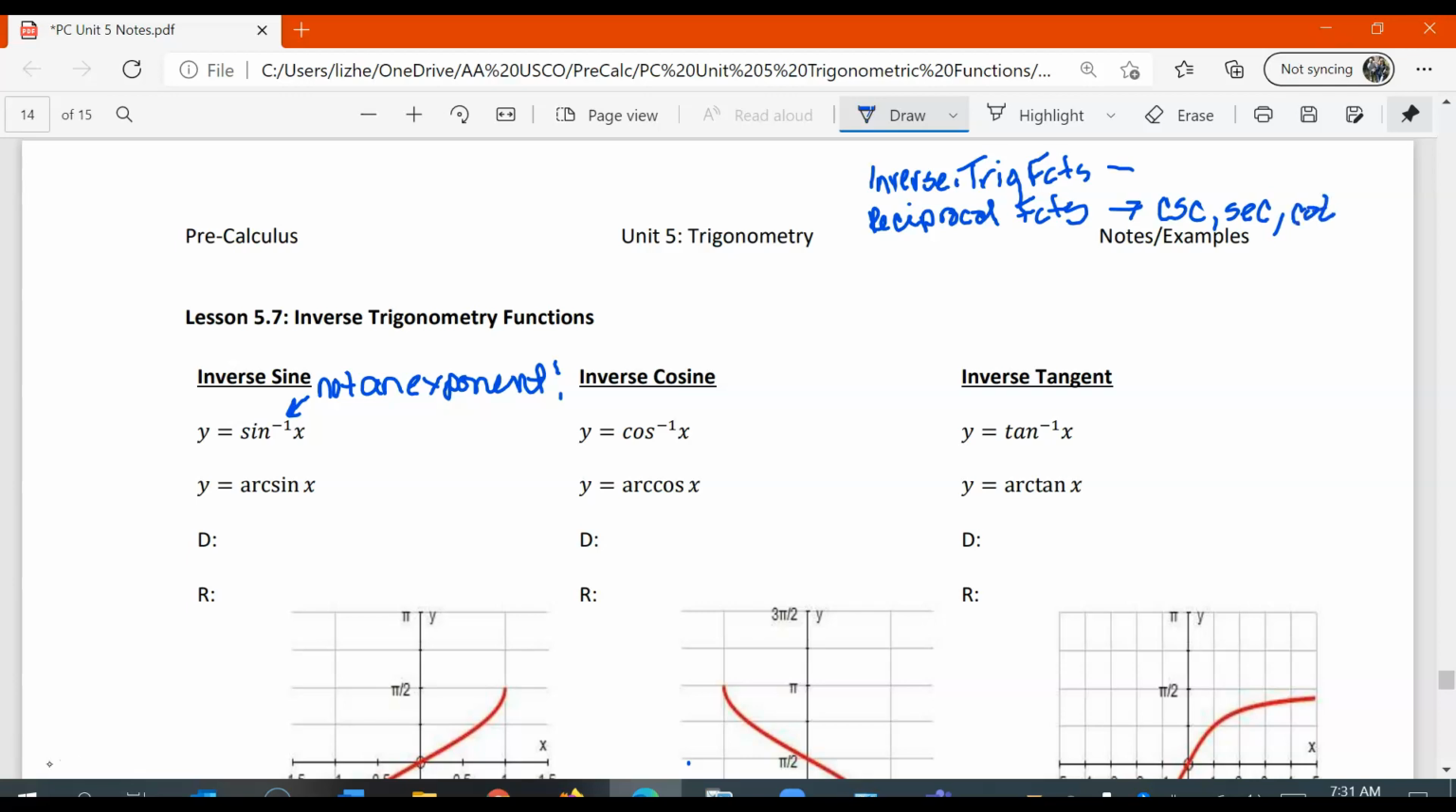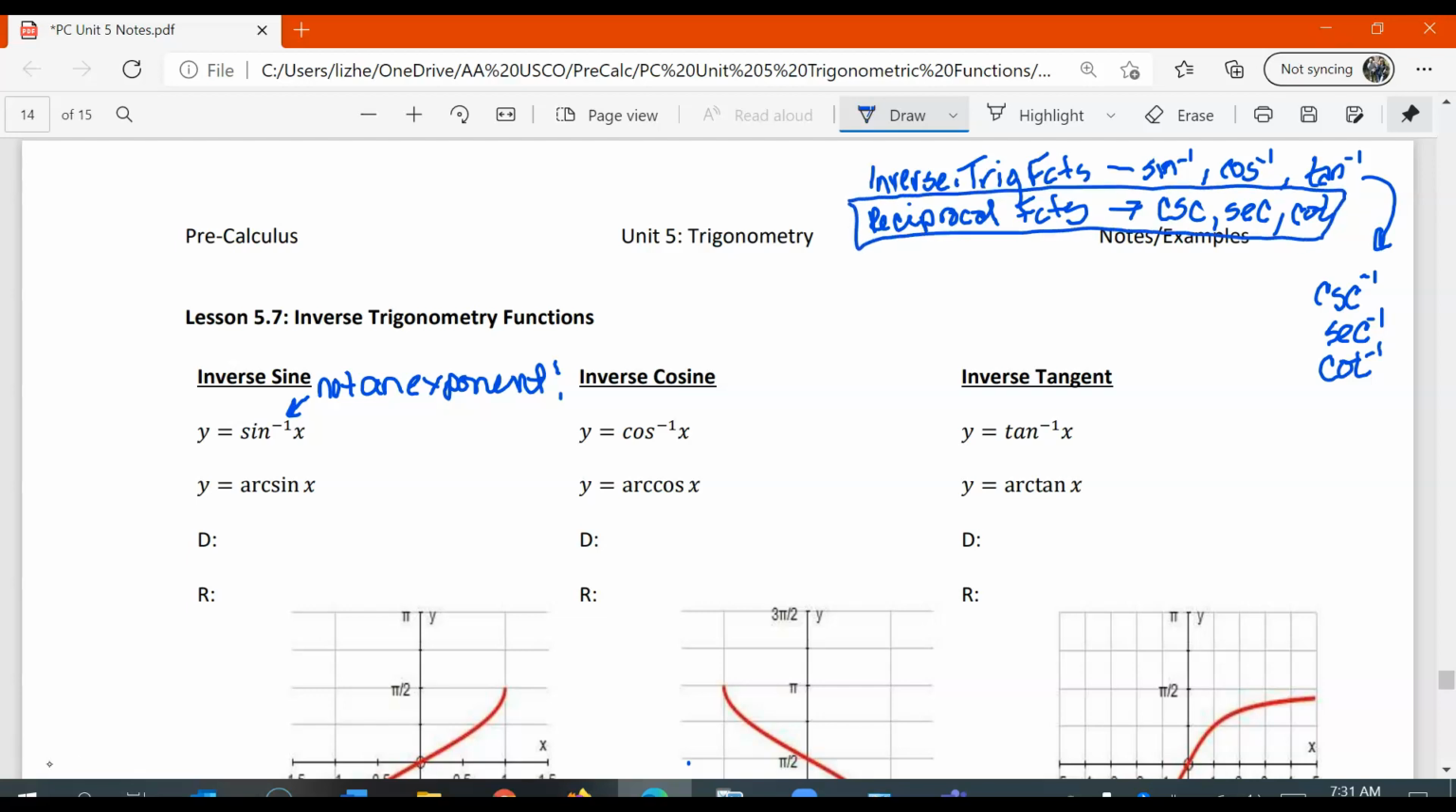Whereas inverse trig is sine to the -1, cosine to the -1 and tangent to the -1, and technically you also can have cosecant to the -1, secant to the -1, and cotangent to the -1. So these are your reciprocals, and the rest are your inverse trig. And also notice that we are calling them functions, so we have to put some limitations on in order to make them functions. Okay, so let's just look at inverse sine first.